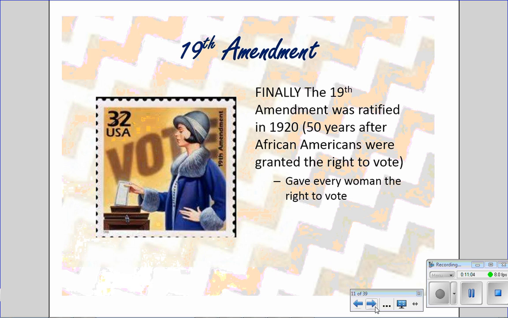Some more examples about the women: in 1872, Susan B. Anthony was arrested in New York for attempting to vote. Just for voting, she was arrested.